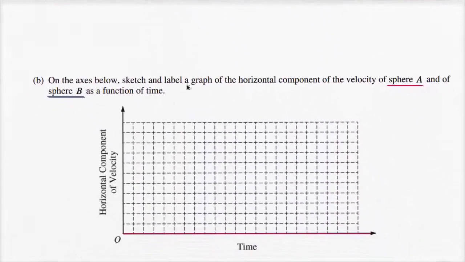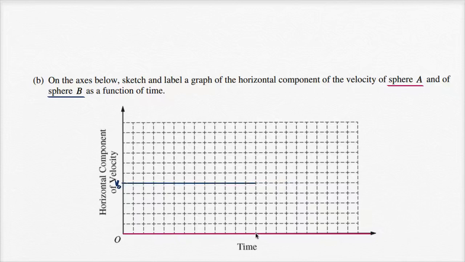So for sphere B, I'm just going to pick one of these as v sub 0. Let's say that this right over here is v sub 0. That's the magnitude of its horizontal velocity. Sphere B is going to be at that velocity. Actually, let me make it a little bit clearer. It's going to be at that velocity until t sub f.